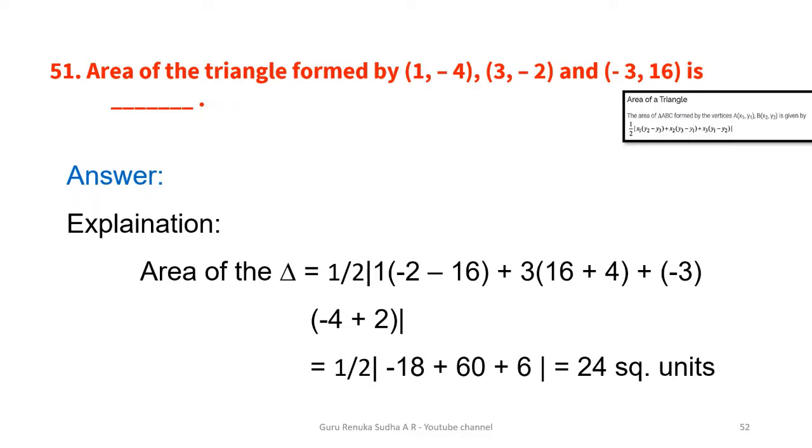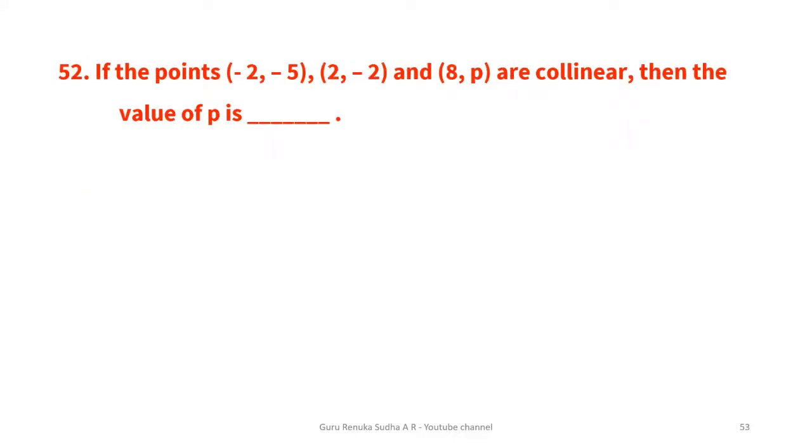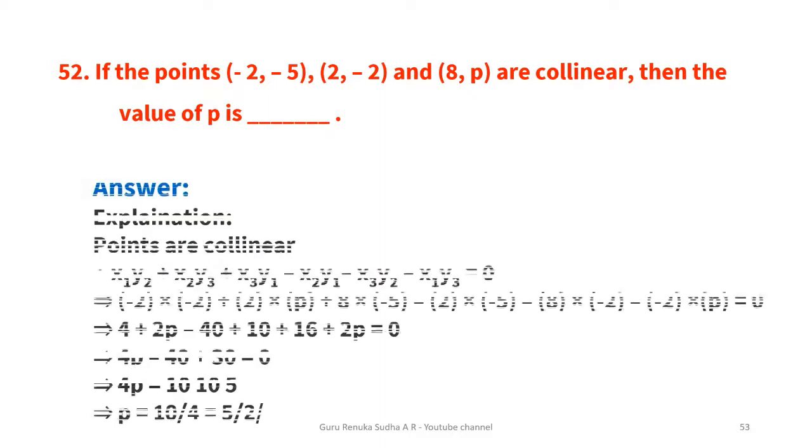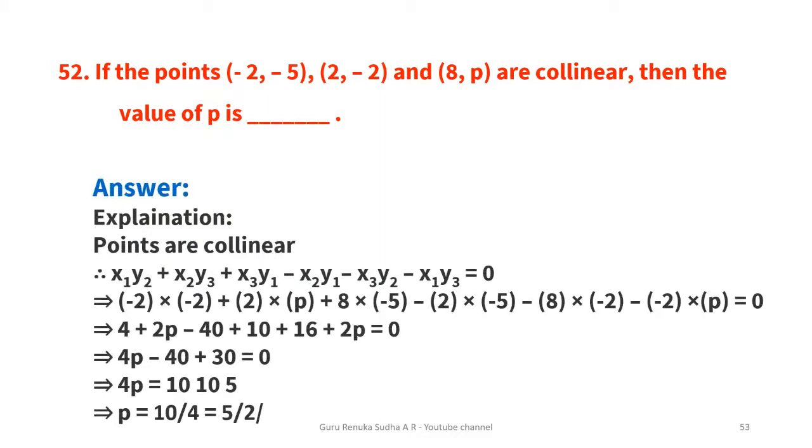Next, in 52nd question, they have given 3 points along with the coordinate values. They are asking, are they collinear? That means, are they lying on the same straight line or not? Then along with that you have to calculate the value of P, and by using the collinearity formula and substituting, you will get the answer.